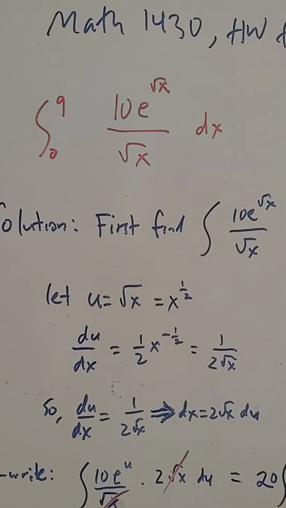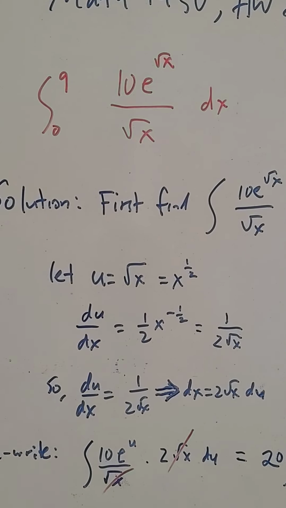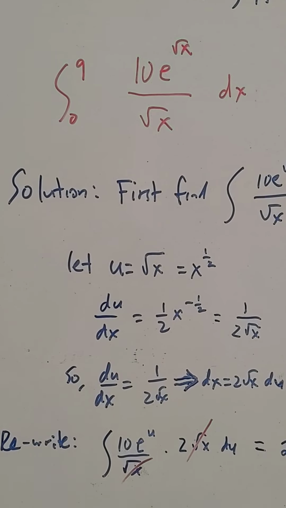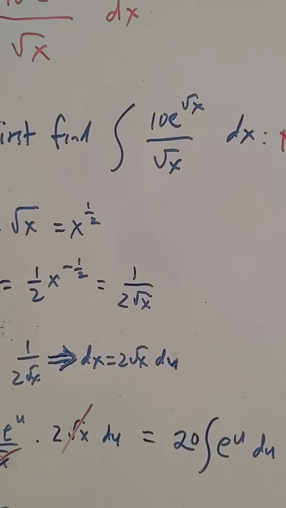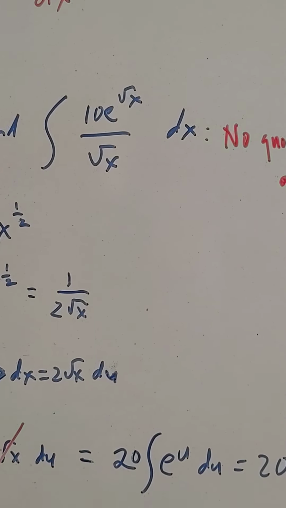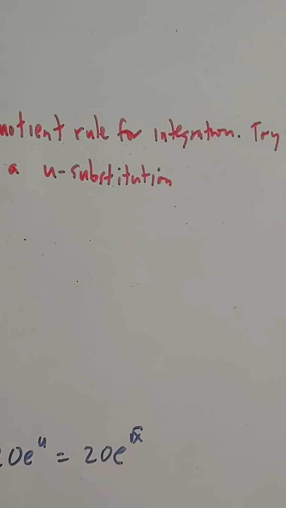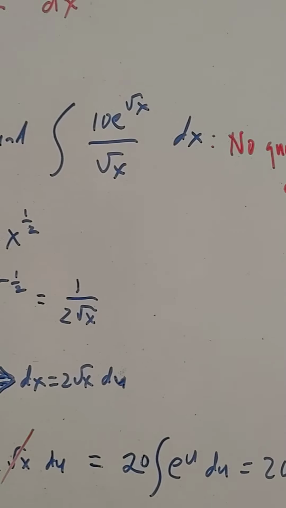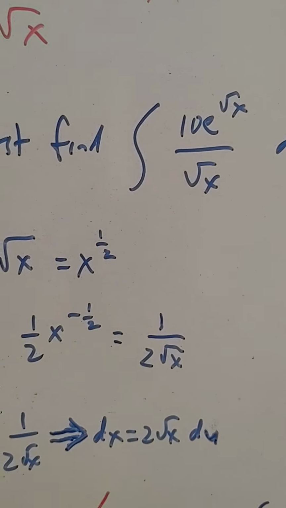So whenever you want to find a definite integral like this, the first step is just to find an antiderivative or an indefinite integral. Let's not worry about those limits of integration from 0 to 9 until later. Notice this is a quotient, but there is no quotient rule for integration. So typically we try a u substitution, and typically you let u equal the exponent of e. So I'm going to begin that way.